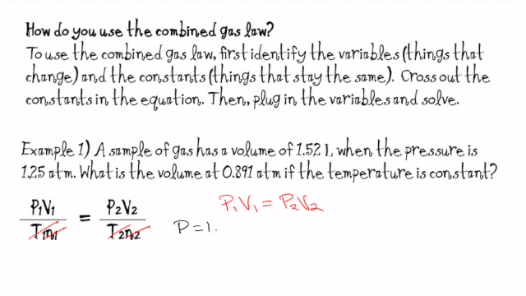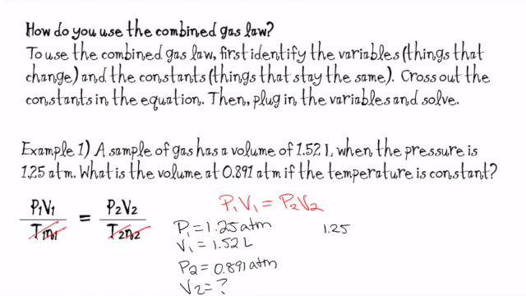P1 is 1.25 atmospheres. V1 is 1.52 liters. P2 is 0.891 atmospheres. And V2 is what we're looking for. So we can use any unit for pressure as long as they're both the same. So now we plug in what we know.